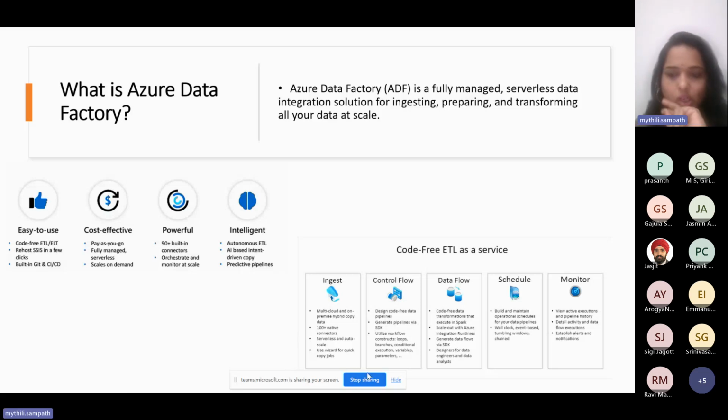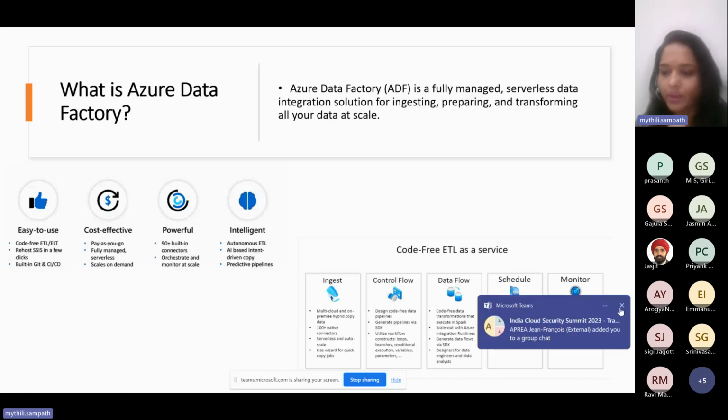Okay, so these are all the components Data Factory has. We can ingest the data, and there is a control flow. We'll see what control flow and data flow are, and the scheduling is happening. Of course, the monitoring is happening here.